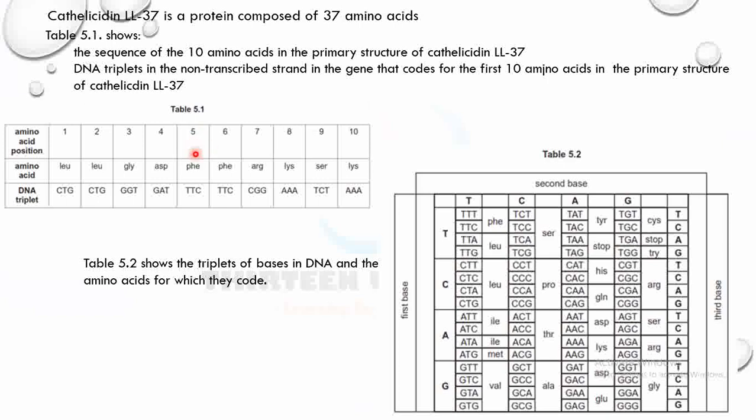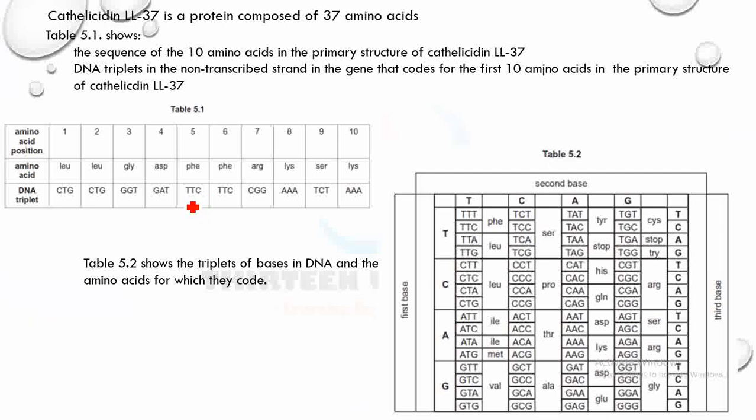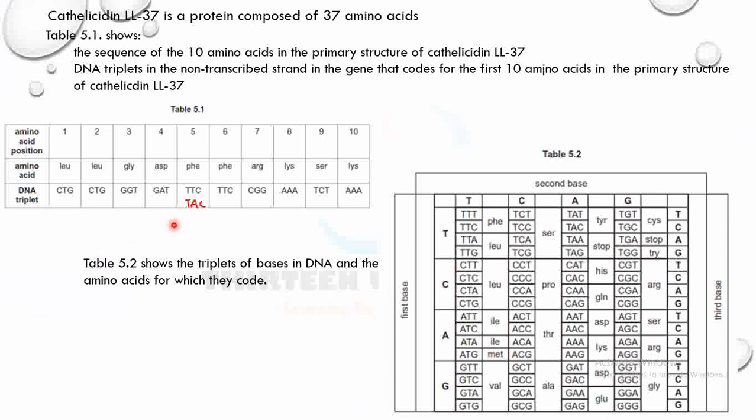So this is position 5, right? This is the middle, right? If you remove this T and put A, what is going to happen? Instead of TTC, we'll have TAC. That's a mutation, base substitution. So how will it affect the amino acid?